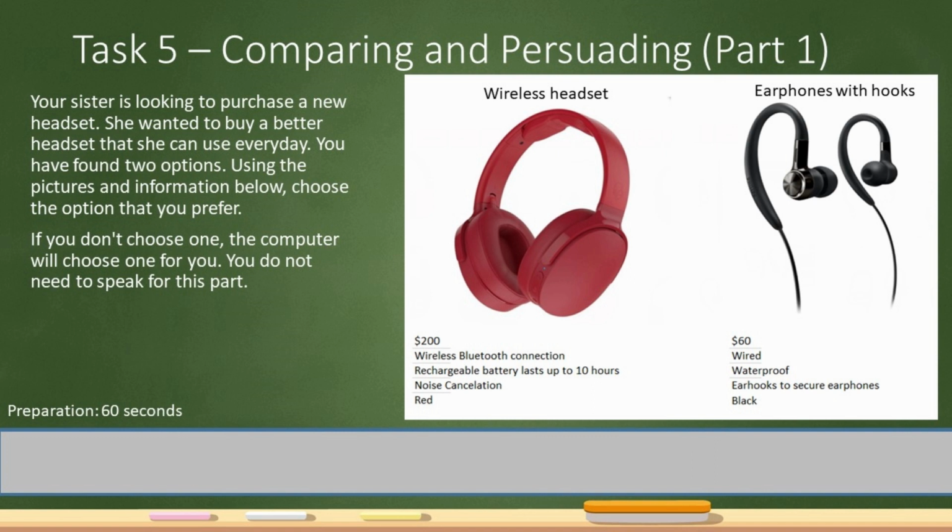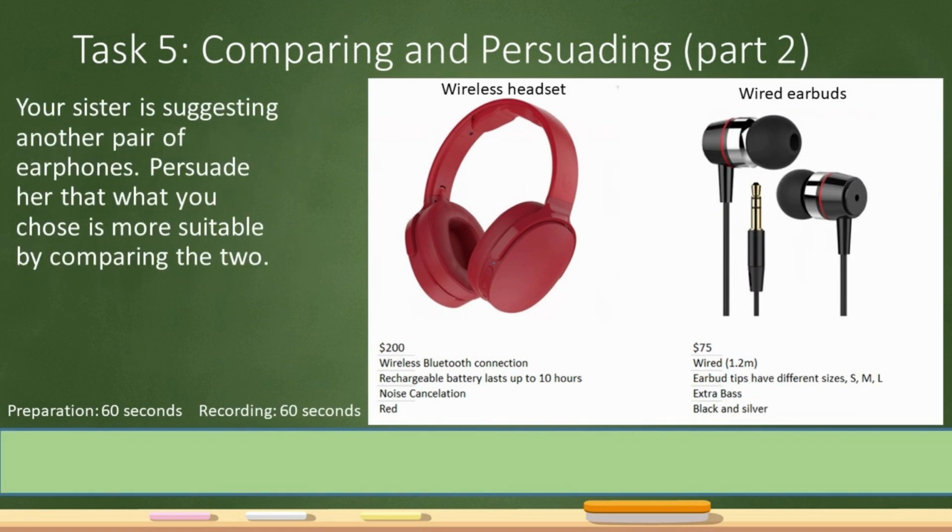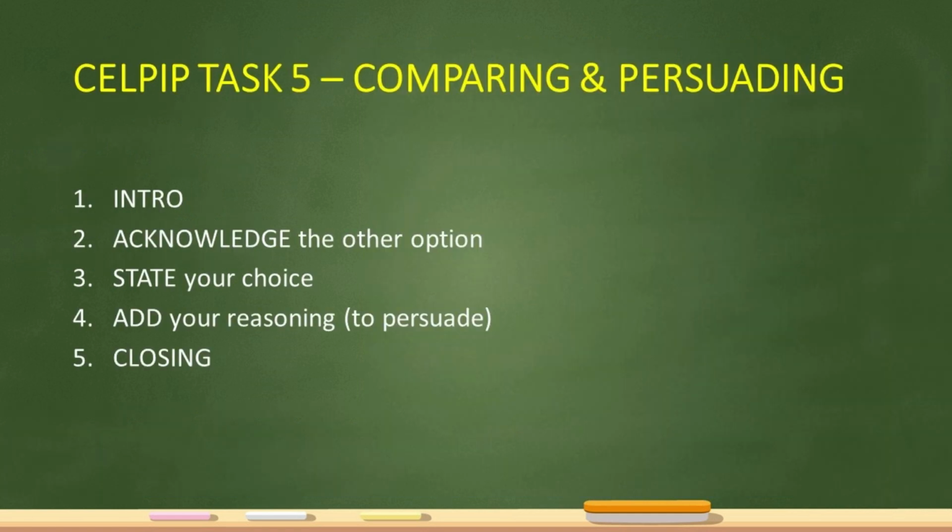Using this example, let's assume that I picked the wireless headphones. Once the 60 seconds are over, you'll be shown another pair of pictures on the next screen. And one of them is the picture that you chose earlier, and the other one is a new picture. At this time, you'll be given 60 seconds of preparation time as well, and then you will be asked to persuade the other person. So that's the setup of the question.